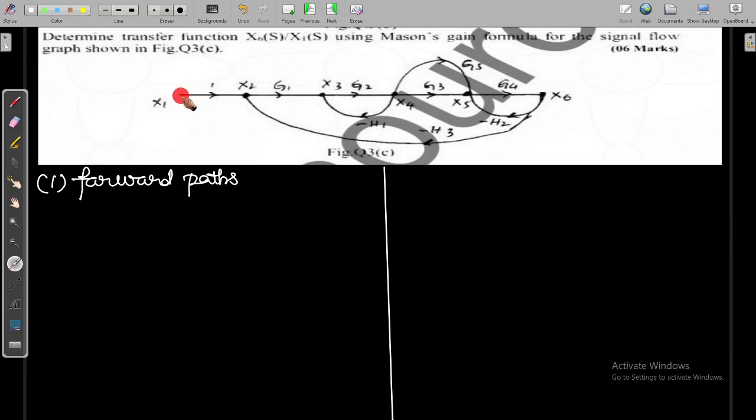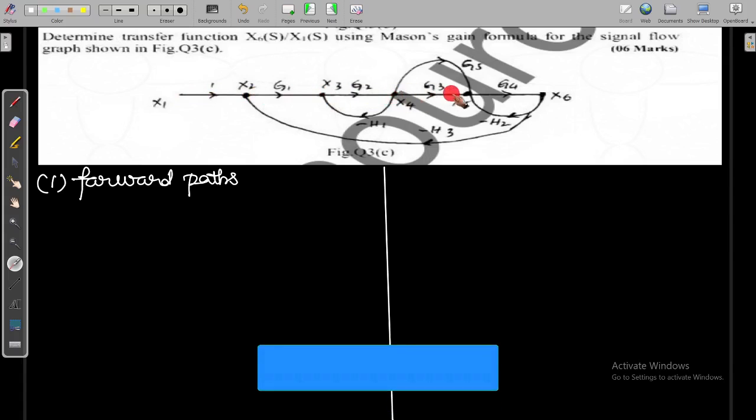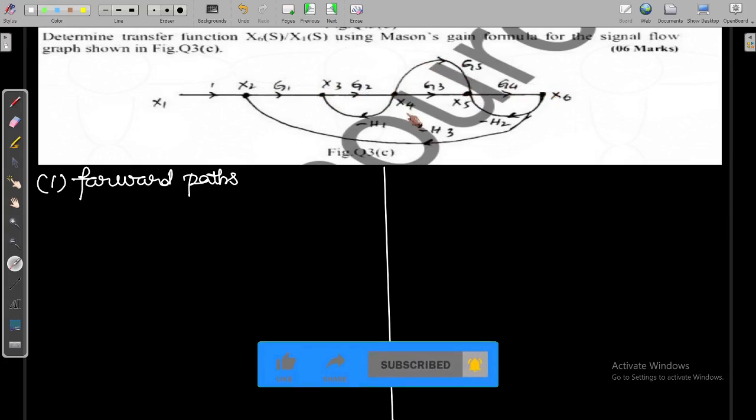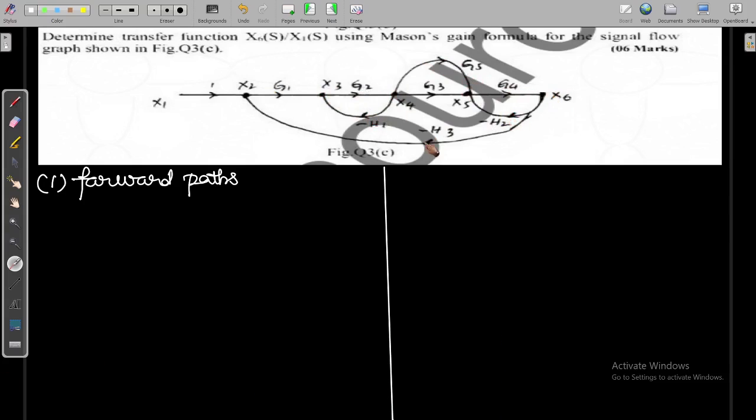How many are there? See here, starting from the input node x2, that is G1, G2, G3 and G4, that is one forward path. After that we will have G1, G2 and G5, then it is reaching G4, then it is reaching the output. Remaining all the things are the feedback elements.